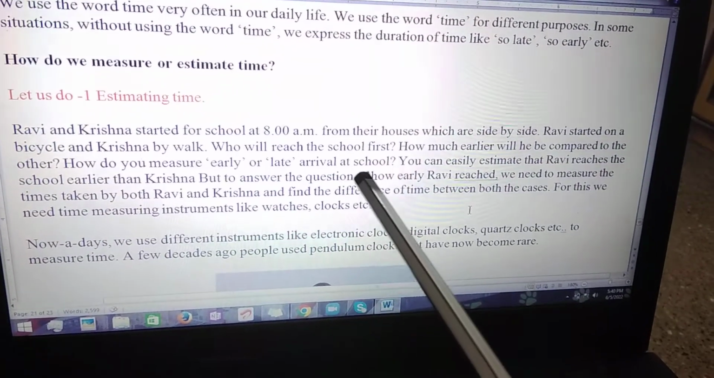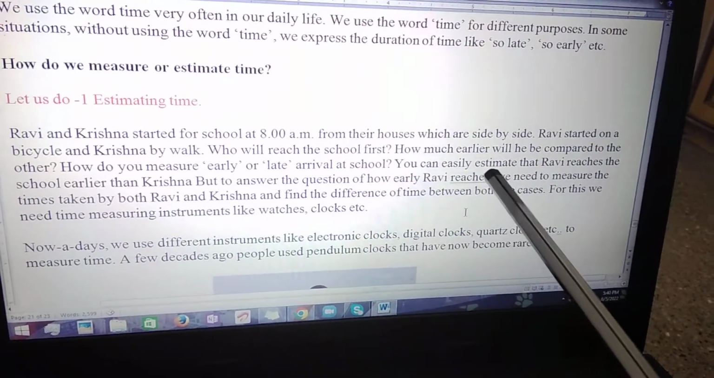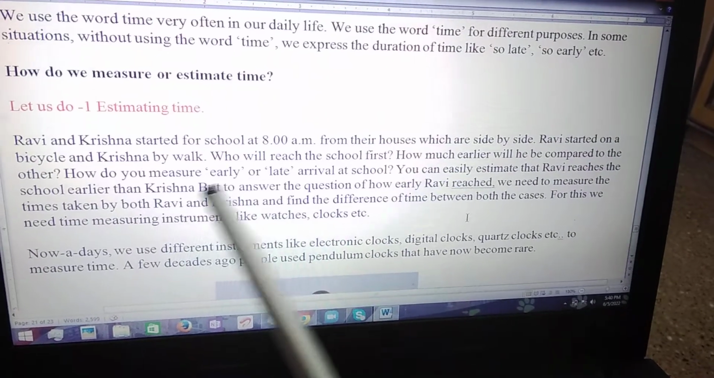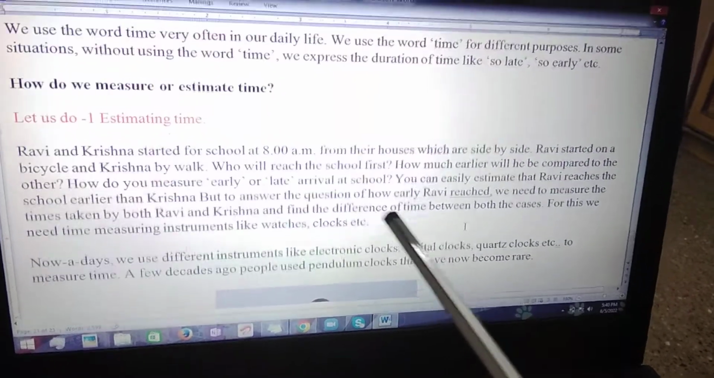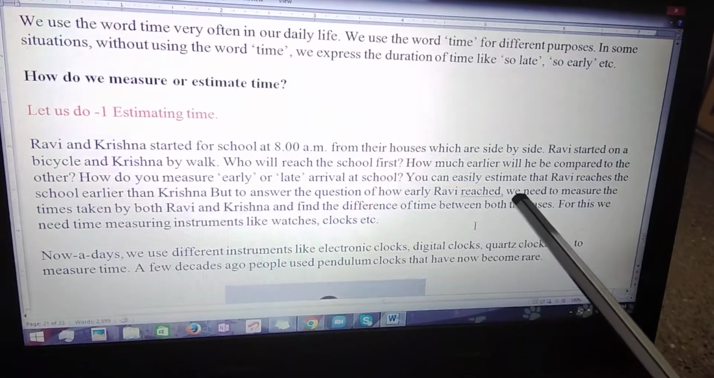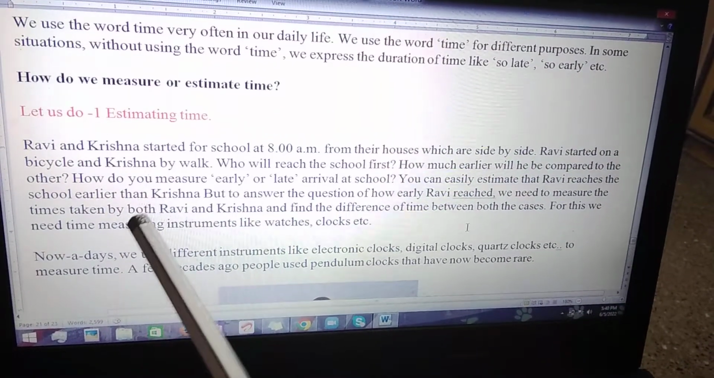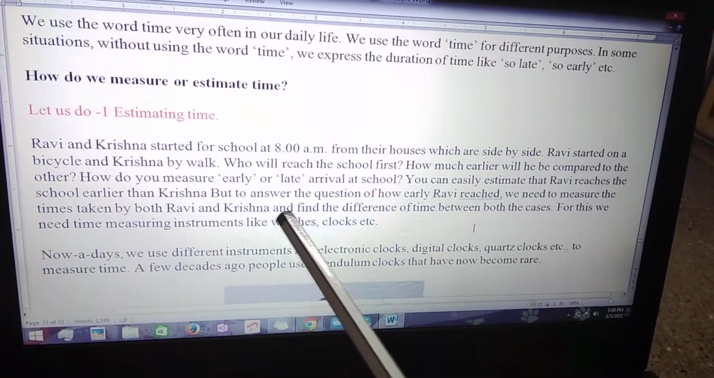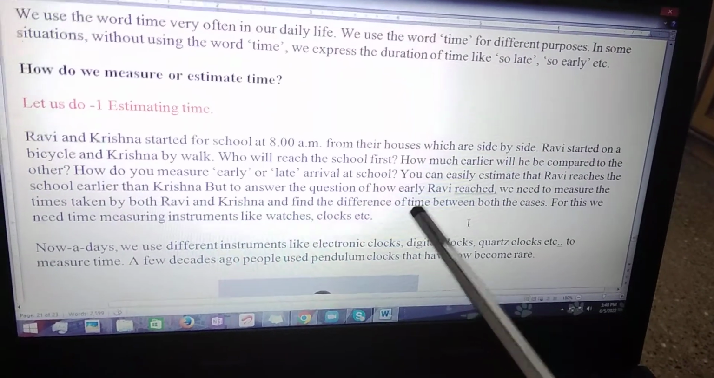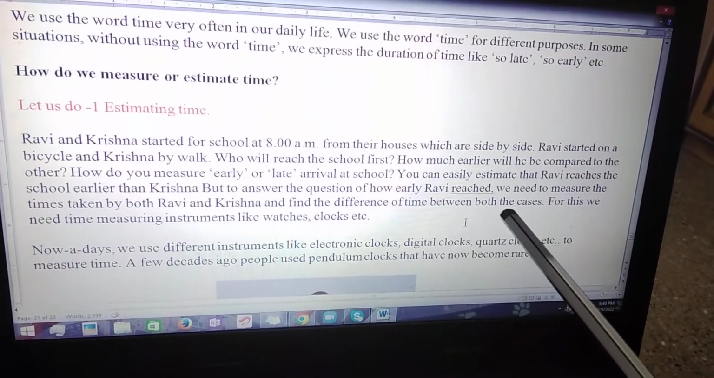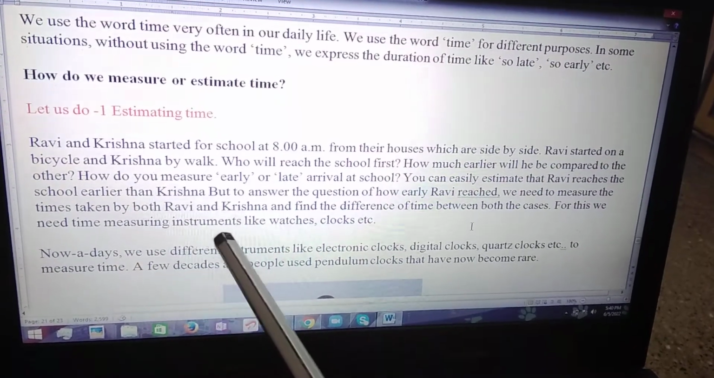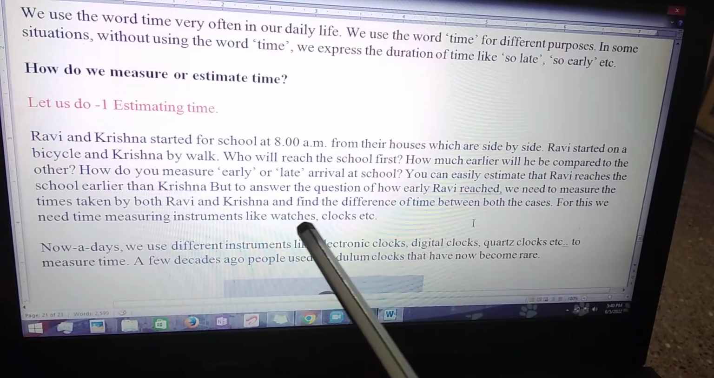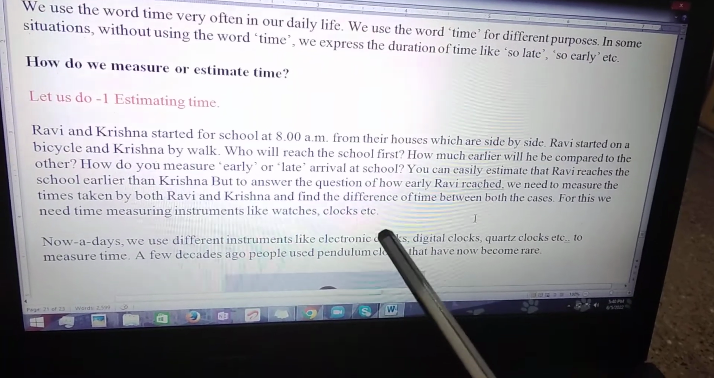Late arrival at school. You can easily estimate that Ravi reaches the school earlier than Krishna. But to answer the question of how early Ravi reached, we need to measure the time taken by both Ravi and Krishna and find the difference of time between the two cases. For this, we need time measuring instruments like watches, clocks, etc.